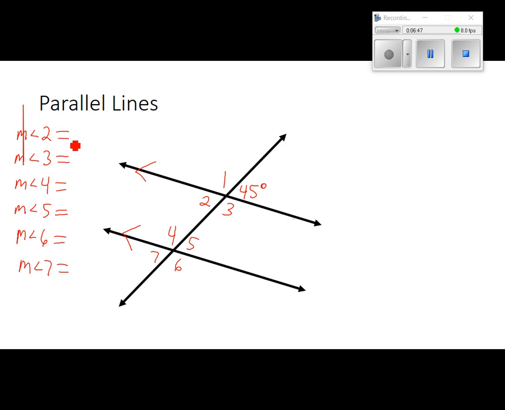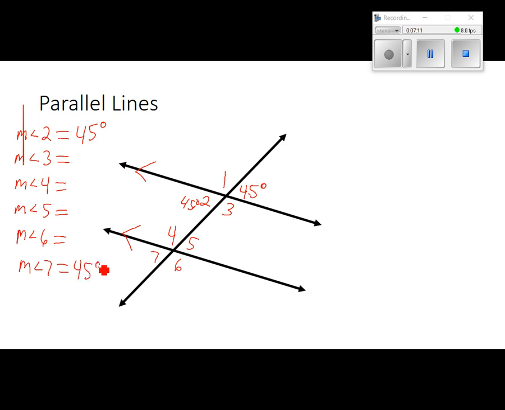Somebody tell me one of the angles that you know. Angle 2, what is it? 45. This angle has to be 45 degrees because these two are vertical angles, right? Give me another one that you know. 7 is also 45. If we smash these down, 2 and 7 are going to match up, right? So angle 7 has to be 45 degrees.